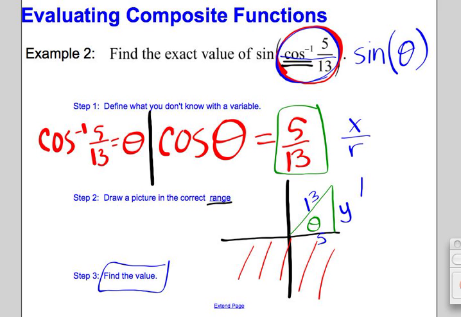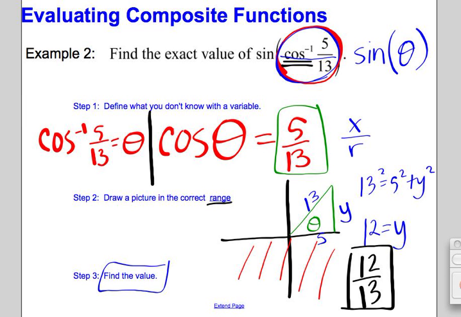So I'm going to do some Pythagorean theorem. 13 squared is 5 squared plus y squared. I'm going to solve this. I'm not going to bore you with that, but you'll get y equals 12. Now I can find the value of sine of theta by doing 12 over 13. That is the solution to this problem.